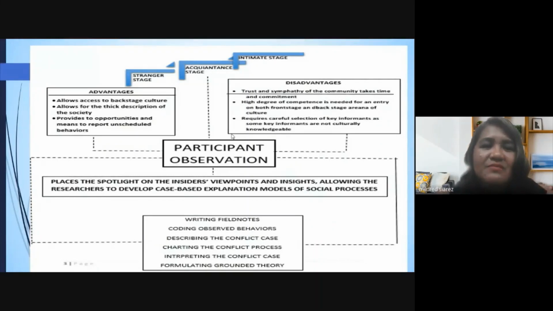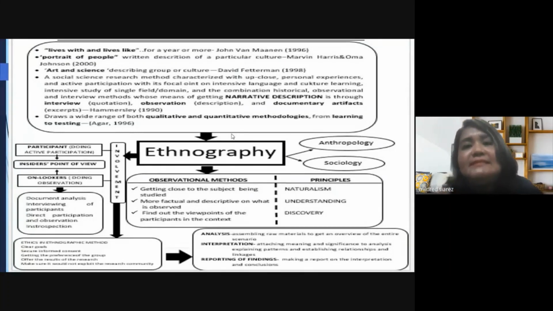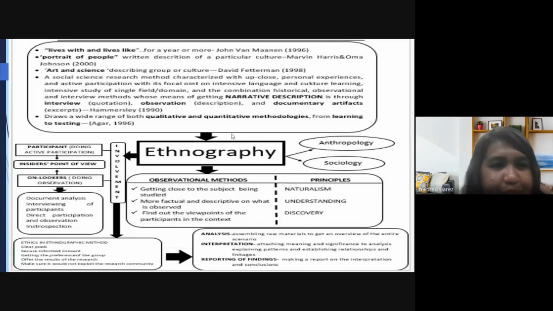For ethnography, you write field notes and code your observed behavior. We take down notes, then look at the observed behavior, describe the conflict, what was not in what you saw, what you really saw in the actual scenario, and then interpret the conflict case, and there you formulate the grounded theory. For phenomenology, most likely you just get the theme of their experiences and present it later with the support statements they mentioned, together with the group description.